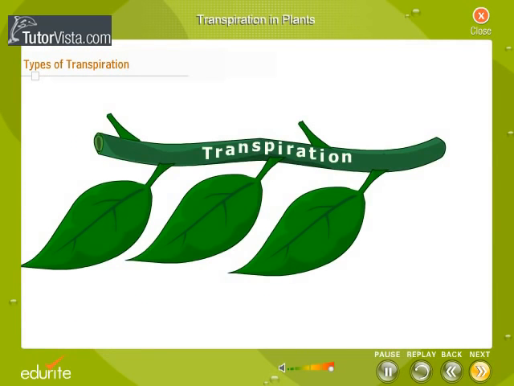There are three types of transpiration depending on the site of transpiration. They are stomatal transpiration, lenticular transpiration, and cuticular transpiration.